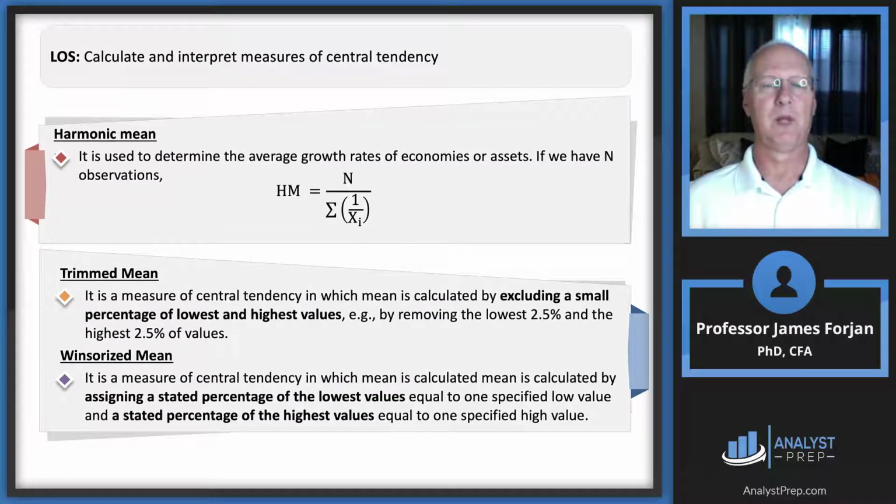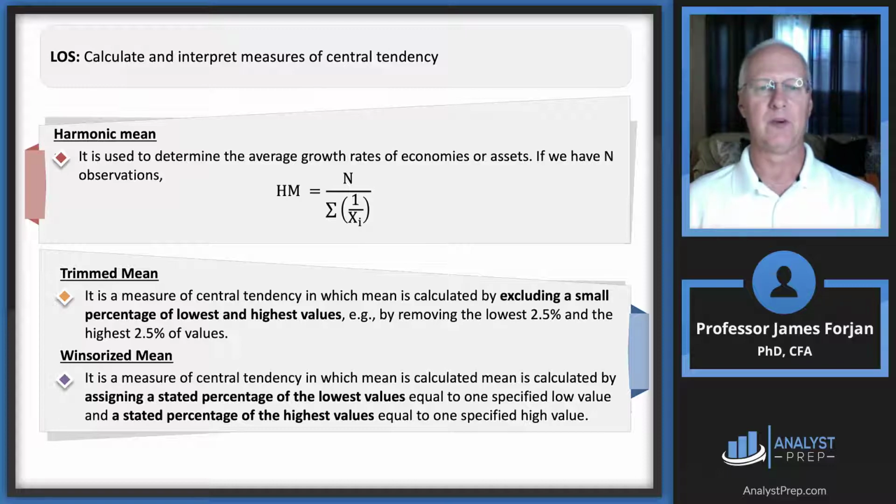Harmonic mean is going to be really important when we have a conversation on ratios. This is going to really hit us in level 2 when we do something like the price earnings ratio or maybe the cash flow to earnings ratio. So look at that diamond point. It's used to determine average growth rates of economies or assets. And so this is a really interesting calculation where you put n in the numerator and then you sum the reciprocal of all of those observations. And I'll show you a quick example here in just a few seconds.